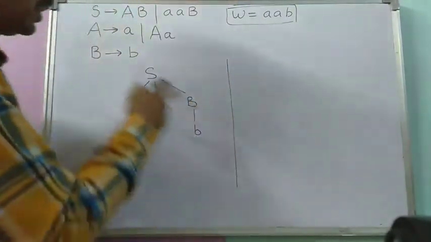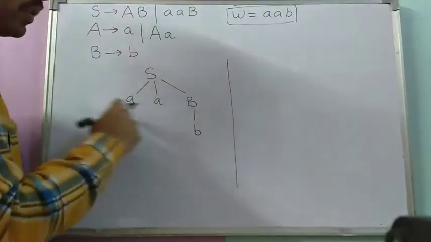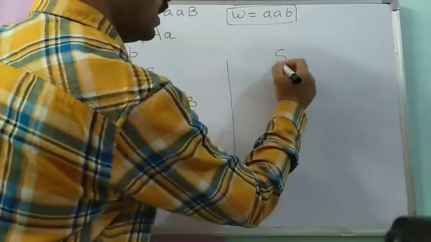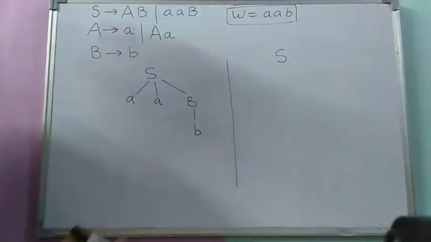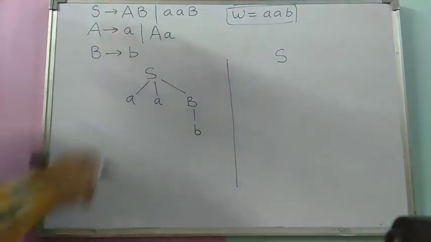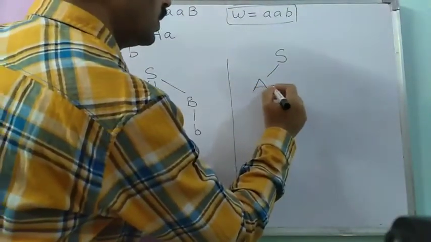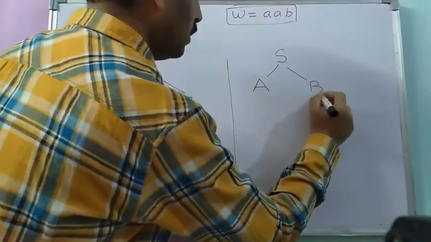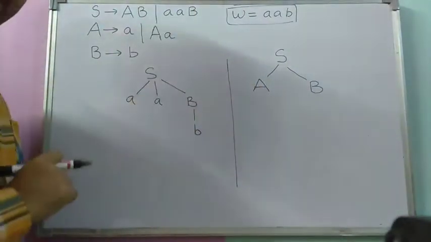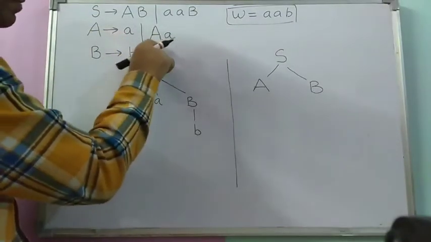Now, as we want to prove that this word is ambiguous, we must find another derivation tree for the same word. So we again start with the start symbol S. This time we change the sequence of the productions. We take S → AB. Now among these two variables, the leftmost variable is A, so we will expand this variable A. A we can expand either through a single a or through Aa.